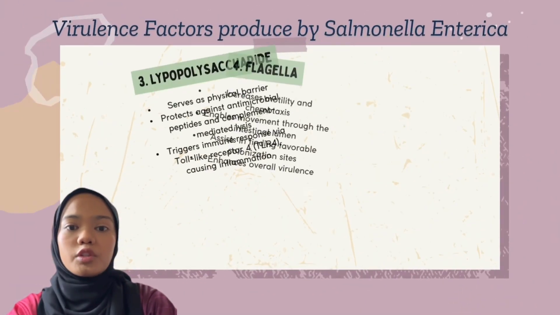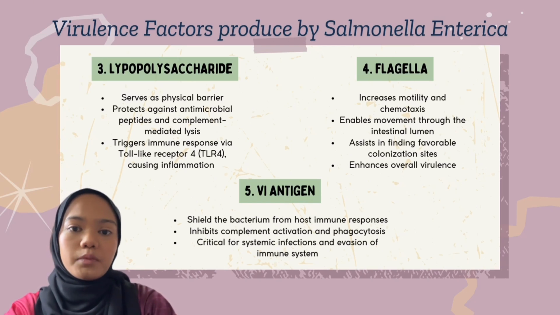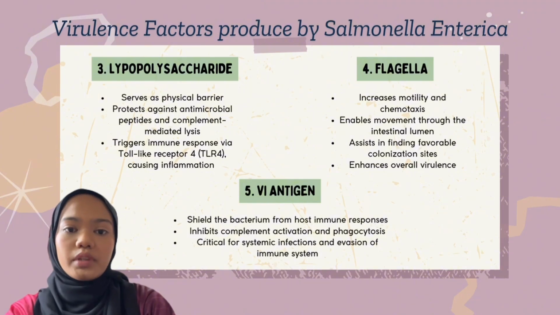Salmonella enterica's outer membrane contains lipopolysaccharide, which is one of the virulence factors. It serves as a physical barrier, shielding the bacterium from antimicrobial peptides and complement-mediated lysis. Toll-like receptor 4 on the host immune system also recognizes lipopolysaccharide, which sets off an inflammatory reaction.